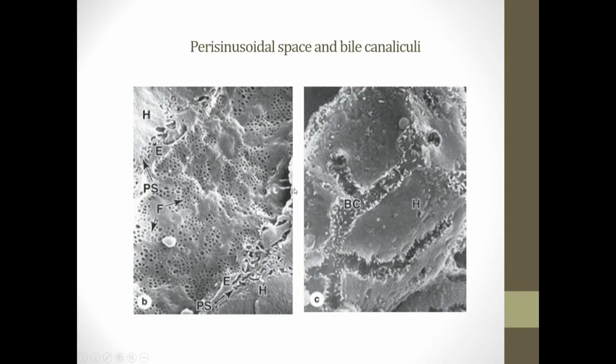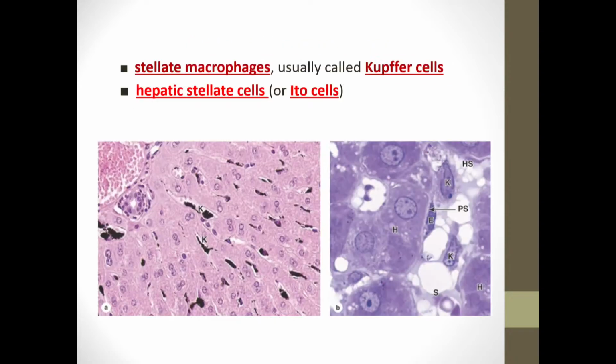You can see three-dimensional micrographs here, with the perisinusoidal space and endothelial cells. You can see fenestrated endothelial cells, and many fenestrations are visible on their surface. There are also stellate macrophages, usually called Kupffer cells, and hepatic stellate cells, or Ito cells. They are located in the sinusoidal areas.